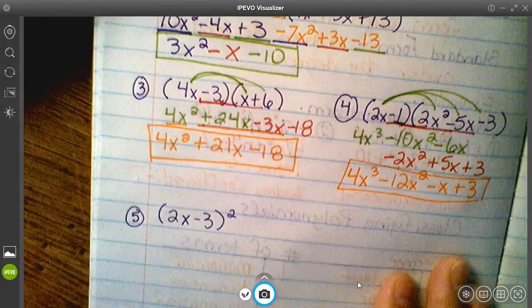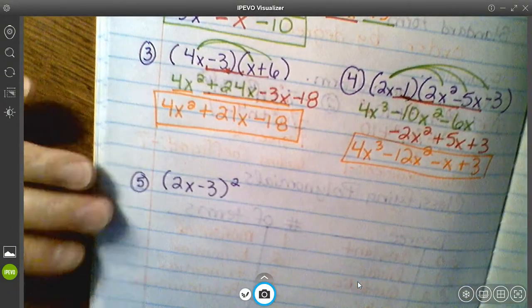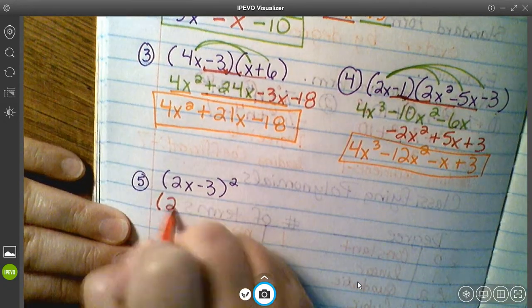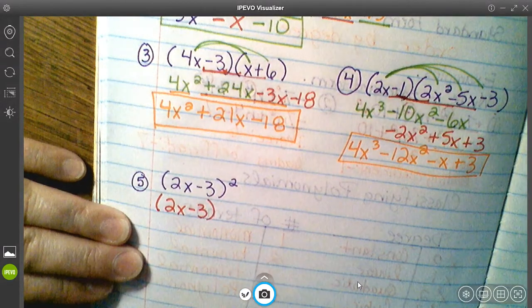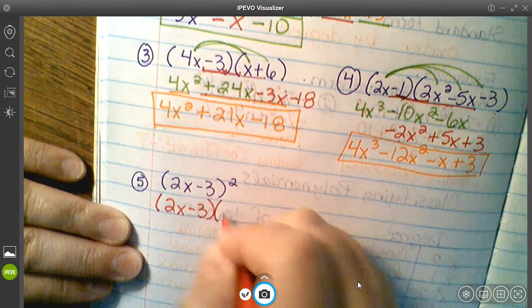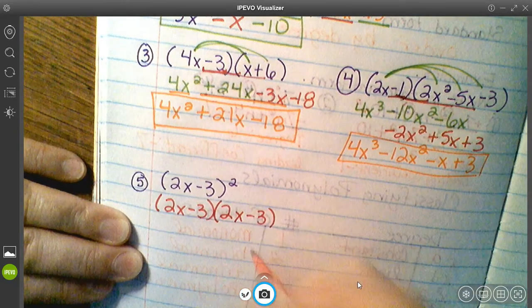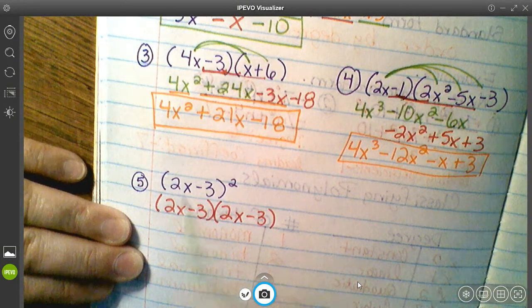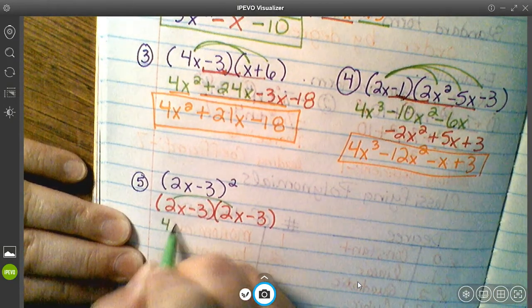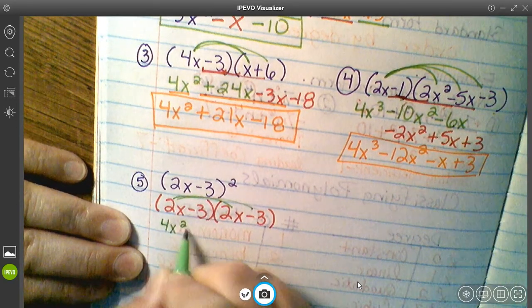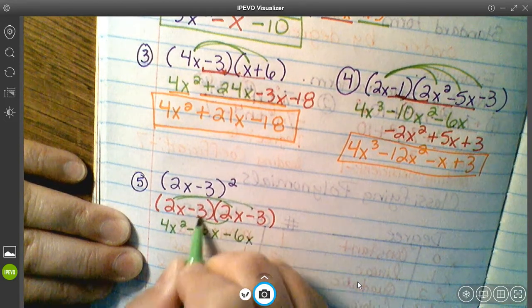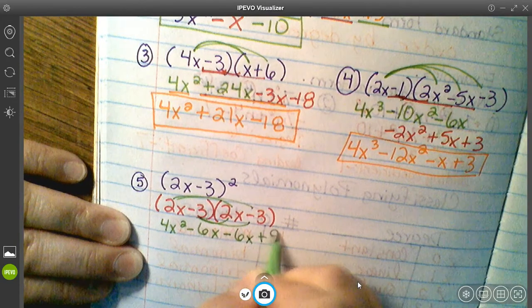And lastly, one that can be tricky. Students often look at this and say, I'm going to square both terms, but that's not how it works. You have to expand it out. Something squared is that something times itself. So we're back up to something like example number 3, where we're distributing. So 2x times 2x is 4x squared. 2x times negative 3 is negative 6x. Negative 3 times 2x is negative 6x. And negative 3 times negative 3 is a positive 9.